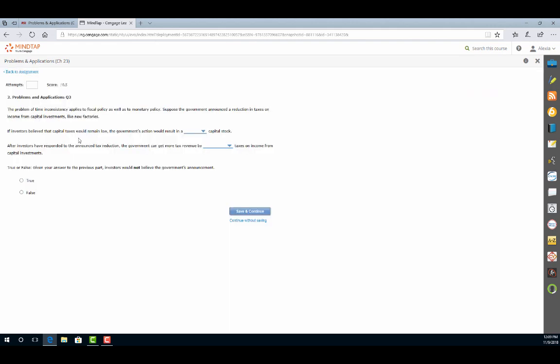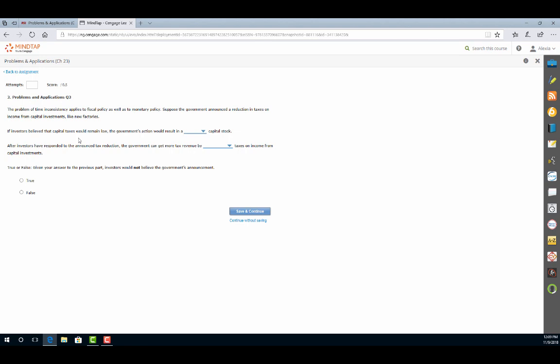Okay, we'll continue on. Okay, question 3. Again, always be sure to read these a couple times when they're the fill-in. So the question reads, the problem of time inconsistency applies to fiscal policy as well as to monetary policy. So this is a continuation. Good reminders for some of the problems that we encounter with changes in the money supply and changes in government spending and taxes. So then it reads, suppose the government announced a reduction in taxes on income from capital investments, so like new factories. So they're giving tax reductions if you build a new factory, is basically what that says.